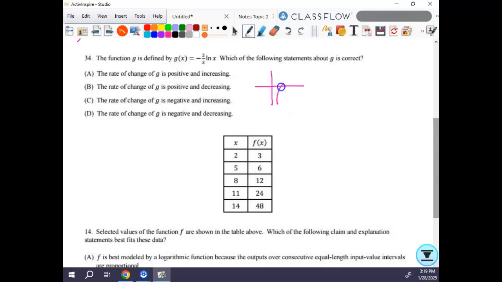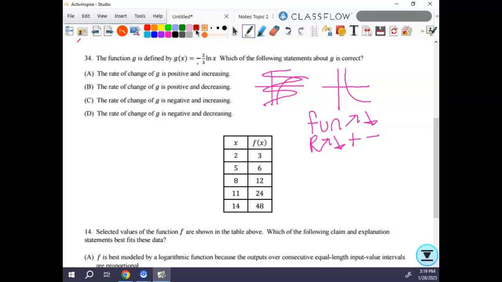G, so here's natural log. The 2/3 is what it is, but that negative gives me this. We're talking about rate of change again, so fun chart. And if I want to know if it's positive or negative first, I'm looking at increasing or decreasing. This is decreasing, so the rate of change is negative. Eliminate A and B. And this is concave up, therefore the rate is increasing. So the rate of change is negative and increasing, which is C.